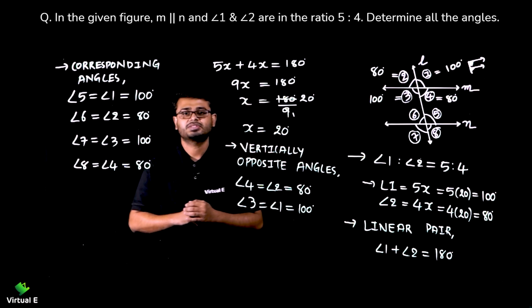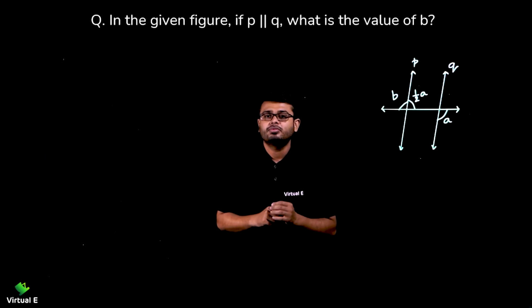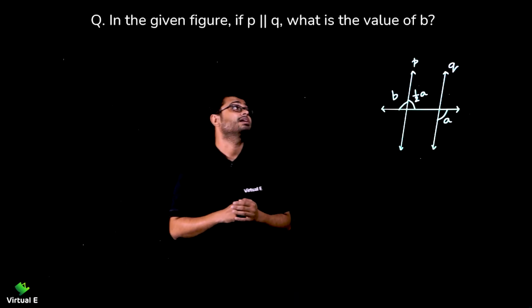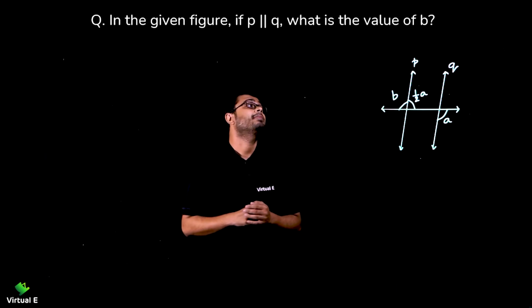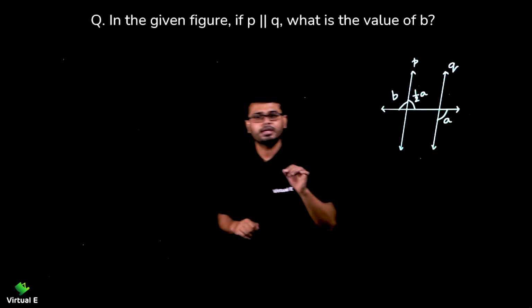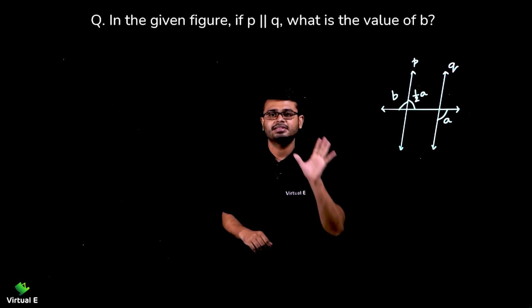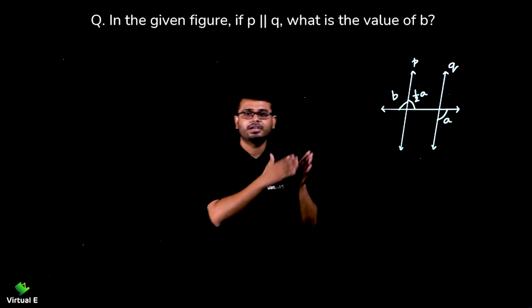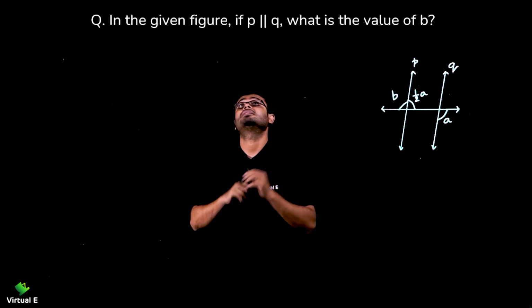Let's discuss next question. Let's do one interesting question though. Let's start. In the figure, P parallel Q. Line P is parallel Q. This is very important condition, right? If lines are parallel, then only we can apply the different kind of angles that we learn.